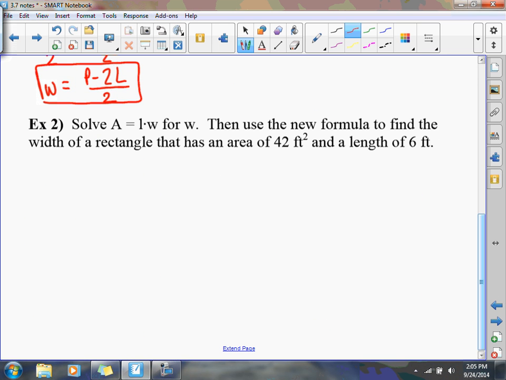Okay, so now example 2 and example 3, these are word problems. So let's read what example 2 says. It says to solve A equals L times W for W. Then use the new formula to find the width of a rectangle that has an area of 42 feet squared and a length of 6 feet. So here's my equation that they gave us, area equals length times width. They want me to solve that for W.